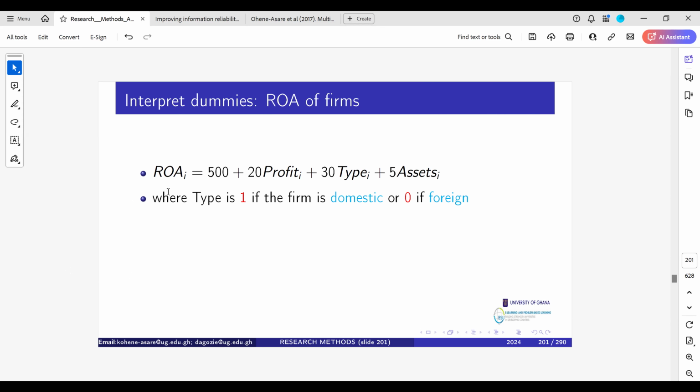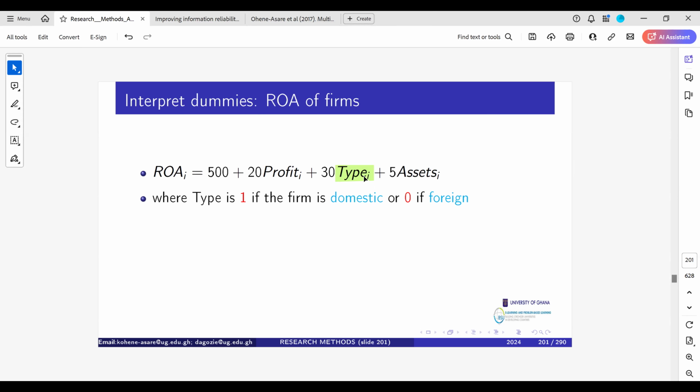So here you have an example of a return on asset being affected by profit, the type of a company, and asset. The profits and the asset are numerical, but the type of a company is a dummy. It can be represented as domestic, being 1, or foreign, being 0. At this stage, anytime you see 1, it means that the firm type is domestic.